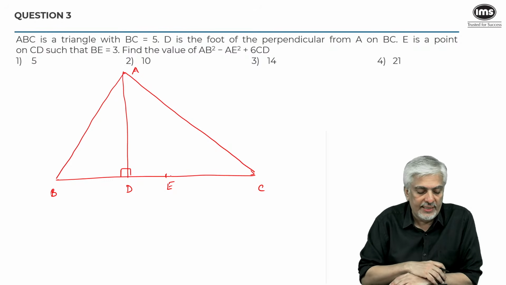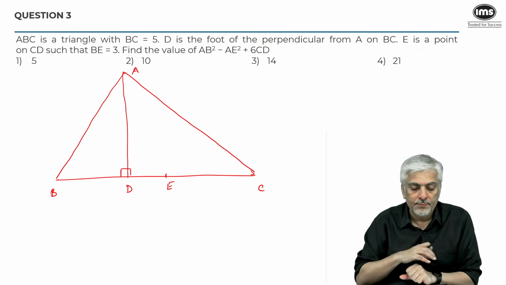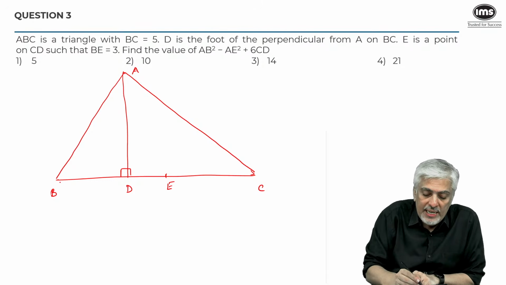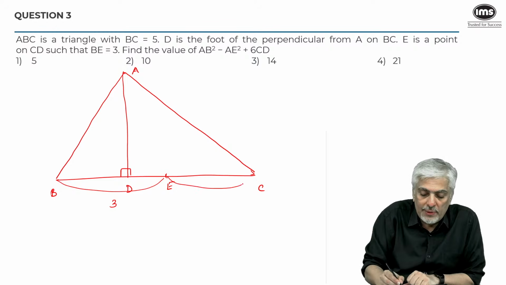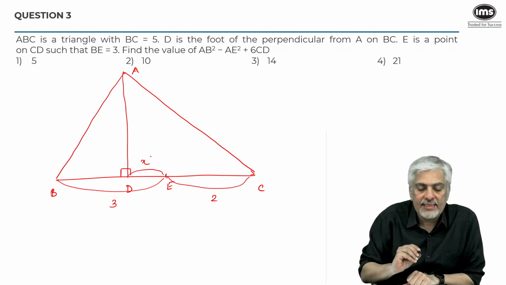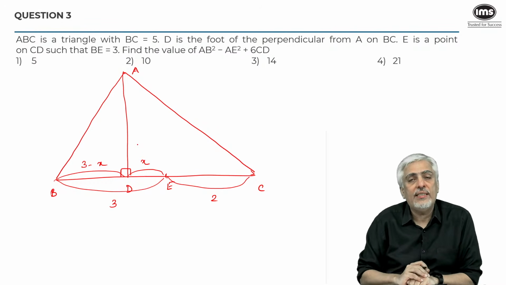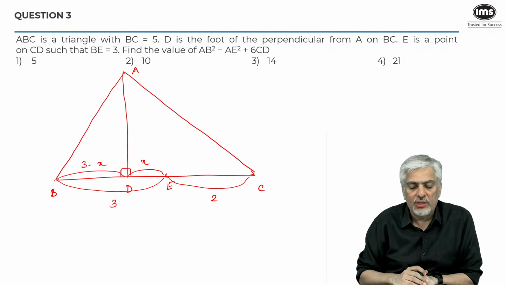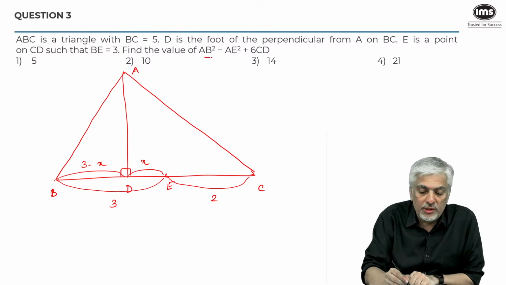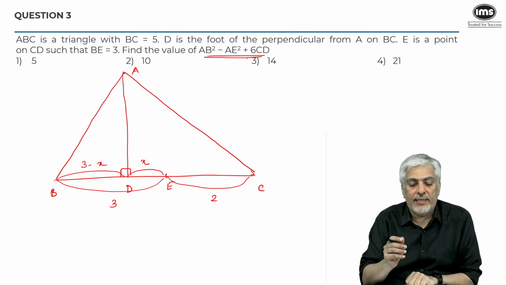Okay, no Apollonius needed. And BE is 3. So this much is 3. Full was 5, so automatically this is 2. I've assumed this much as x. Therefore, this becomes 3 minus x. Right? All that I put down in the question very carefully. What have they asked for? They've asked for this part. Let's write each part carefully.